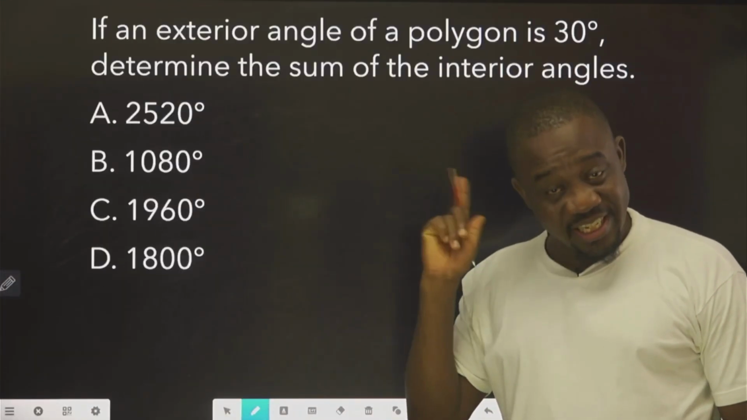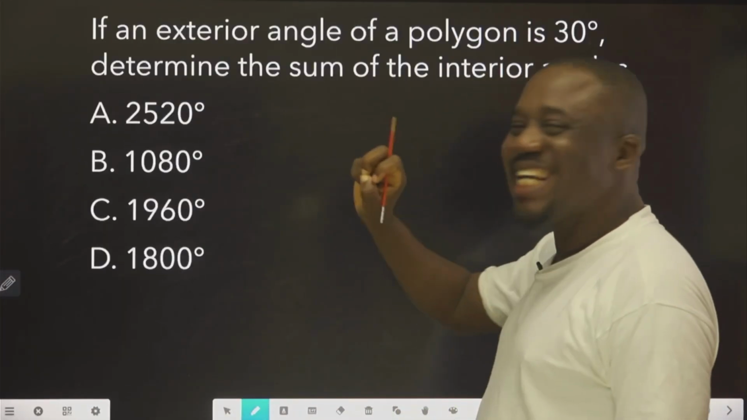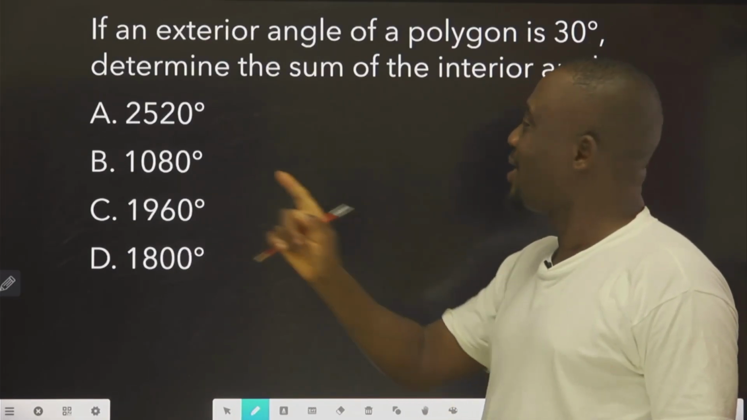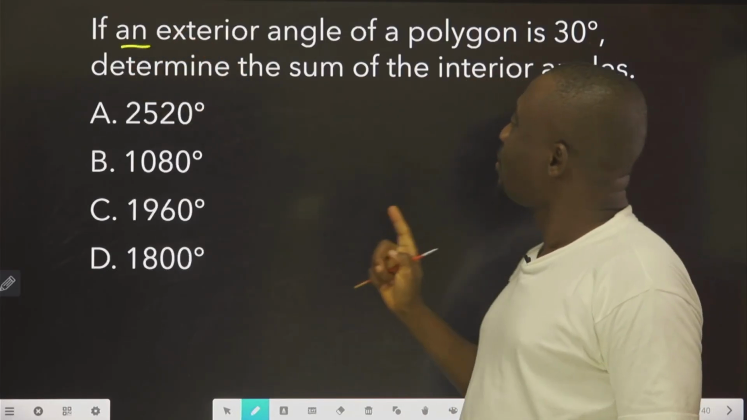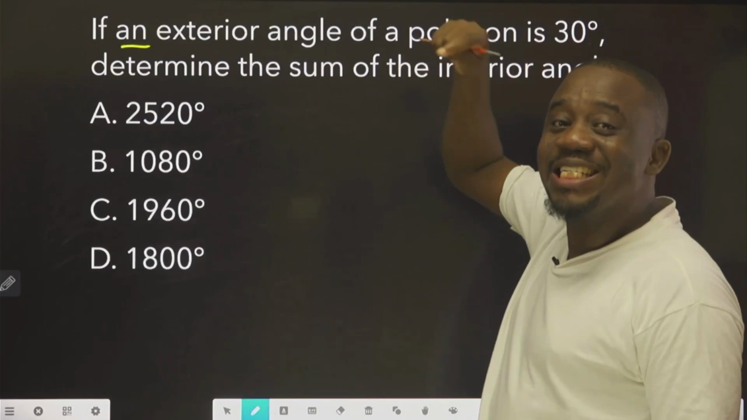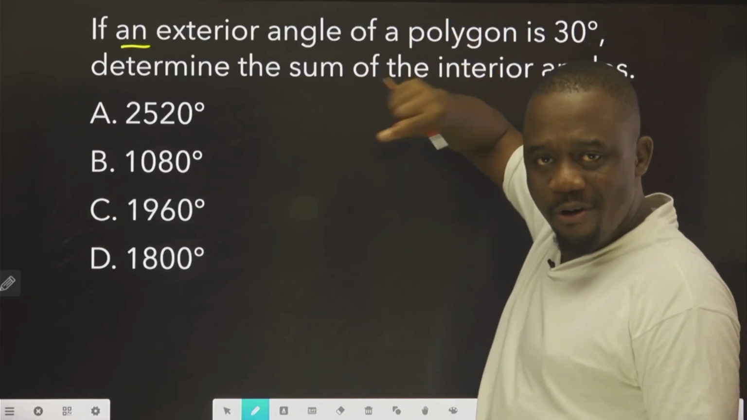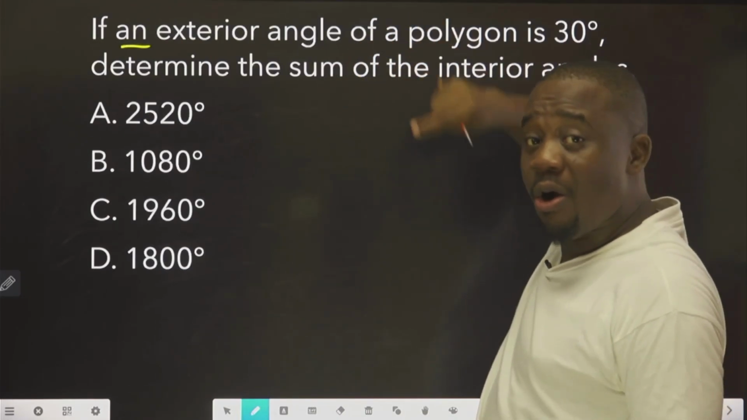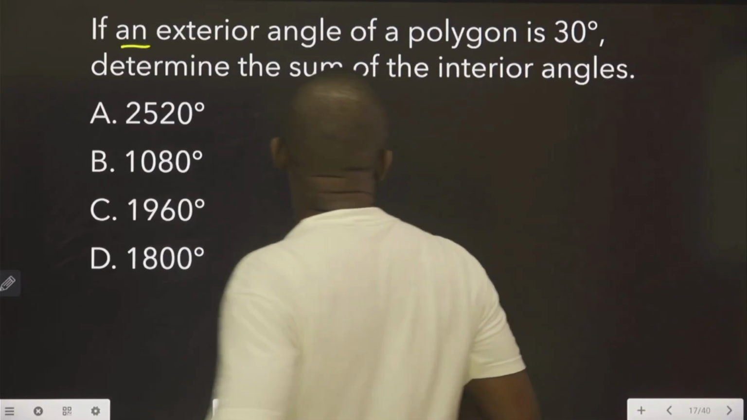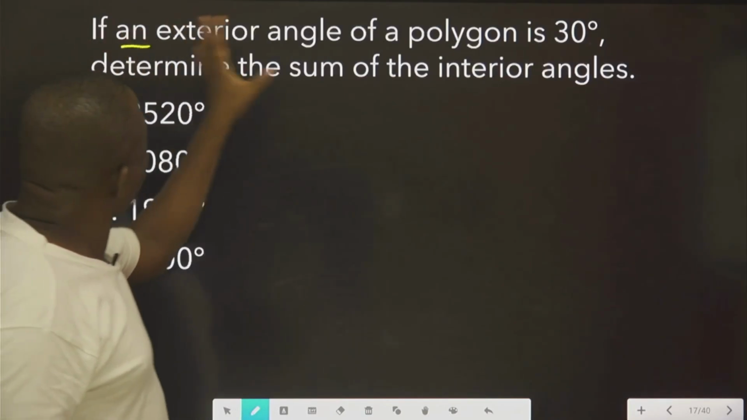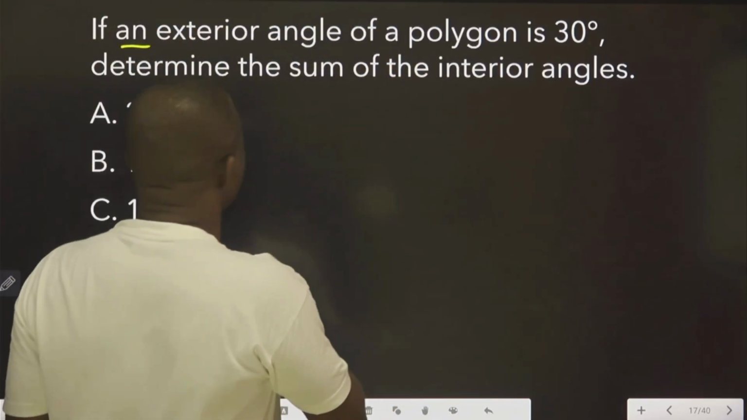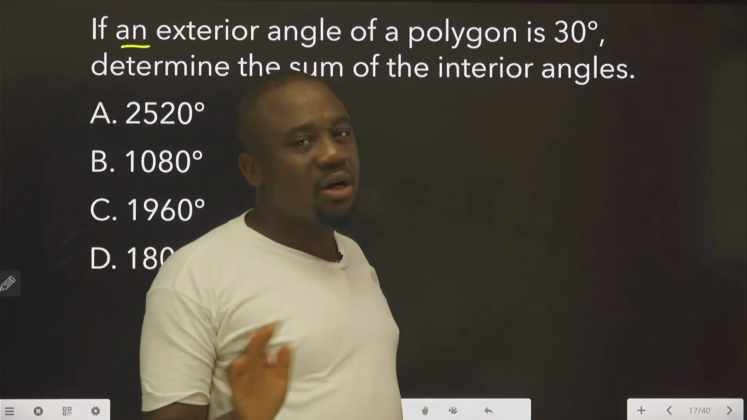Let's look at this question. It says, if an exterior angle, that is one angle, of a polygon is 30 degrees. Okay? Each exterior angle of any polygon, they are always equal. They are equal. Okay? Now, we know that the sum of all the exterior angles is always 360 for any polygon.